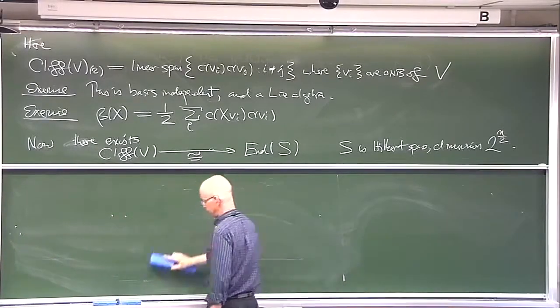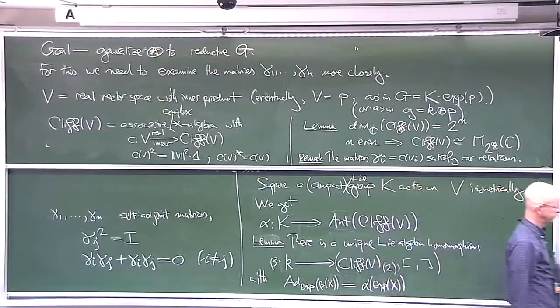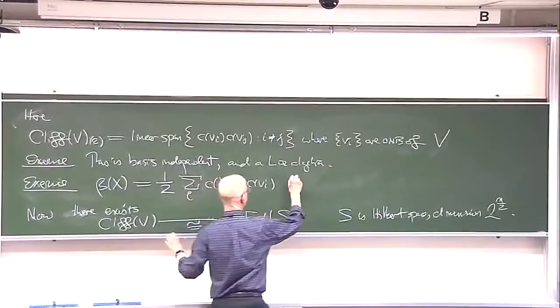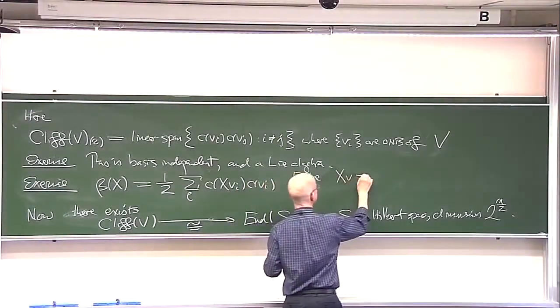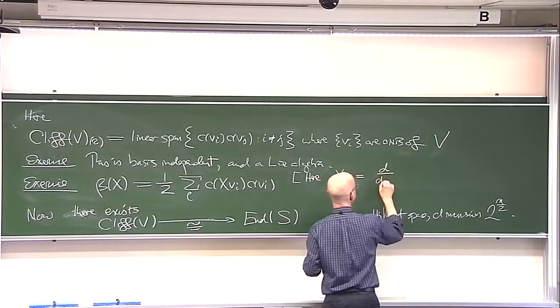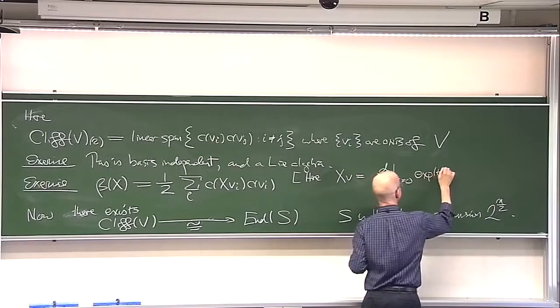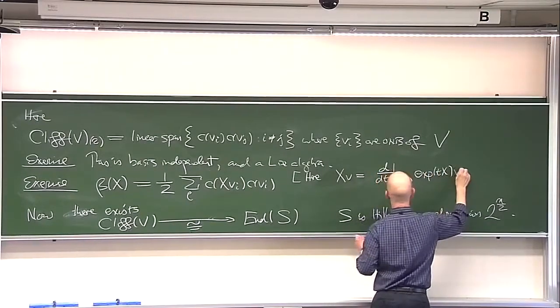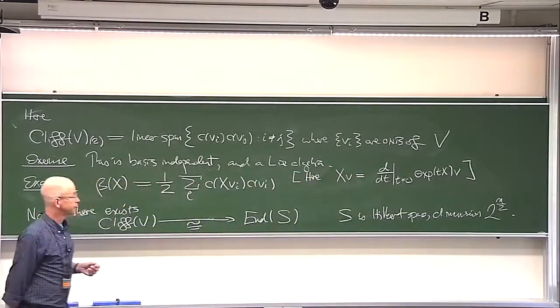Excuse me. What is this Vi? So K is acting on V. It's a very good question. Like this is the usual thing, the derivative at t equal to 0 of exp(tX), which is an element of k, applied to the vector. So it's the infinitesimal part of the action.